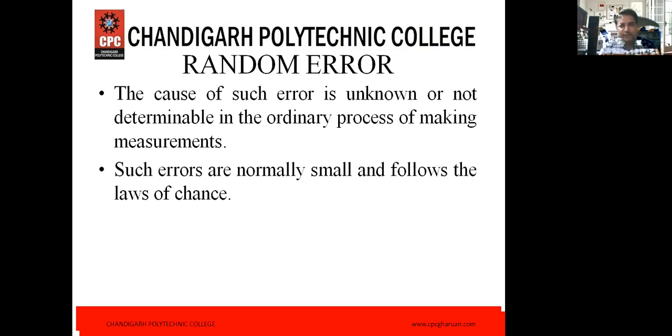Next is the random error. The cause of such error is unknown or not determinable in the ordinary process of making measurement. Such errors are normally small and follow the laws of chance because their cause is unknown.